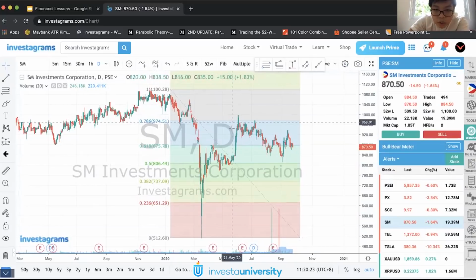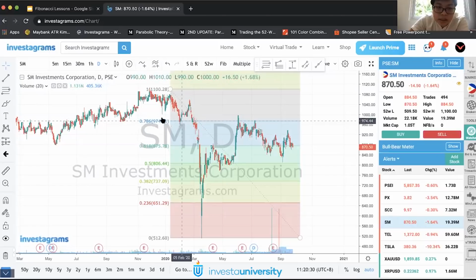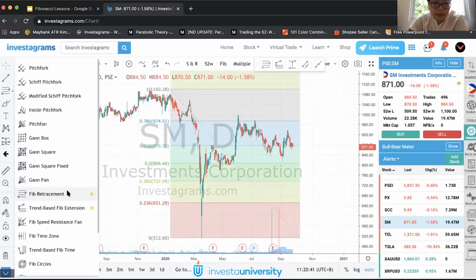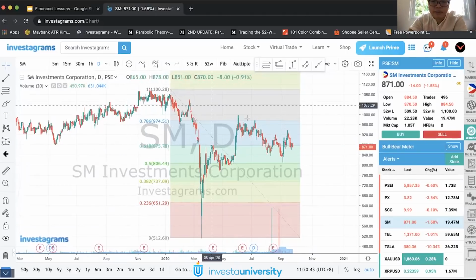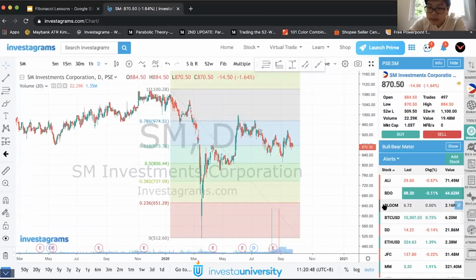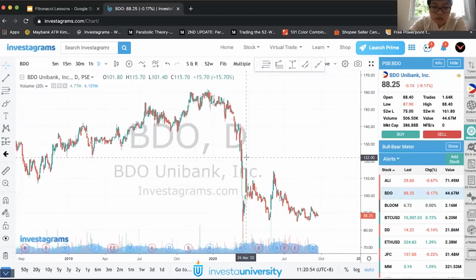So bukod ditong Fibonacci 786 resistance, makikita rin natin dito, no, previously. May resistance dito, may resistance dito. So again, kung hindi nyo pa alam saan si Fibonacci, nandito lang siya sa left side. Ayan, Fibonacci retracement. So bigyan ko pa kayo ng isang example. Sino pa ba? Si Ayala, kanina ko pang example. Let's say BDO naman. Si BDO.